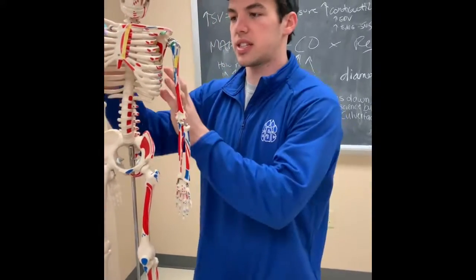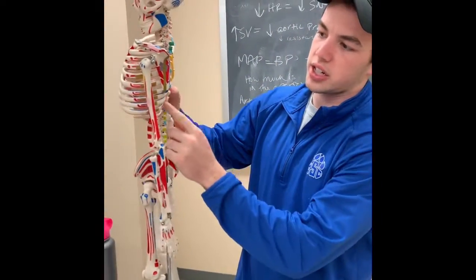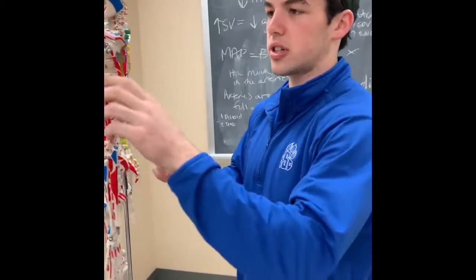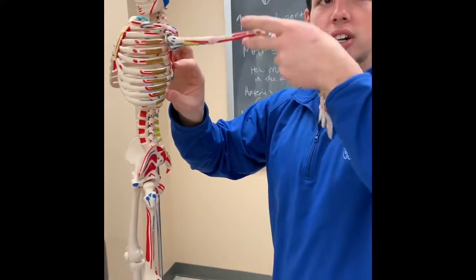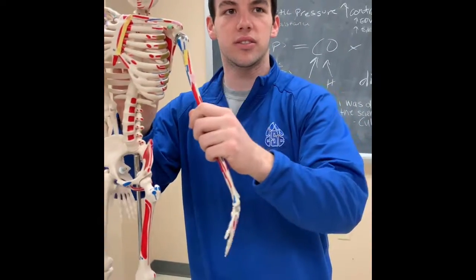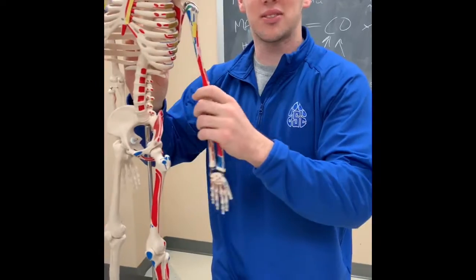The next we have is the latissimus dorsi, and its origin is right here, and then the insertion, and it would need to extend the shoulder, adduct the shoulder, so you bring it back in, and medially rotate.